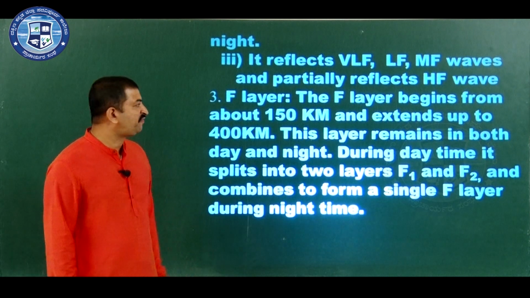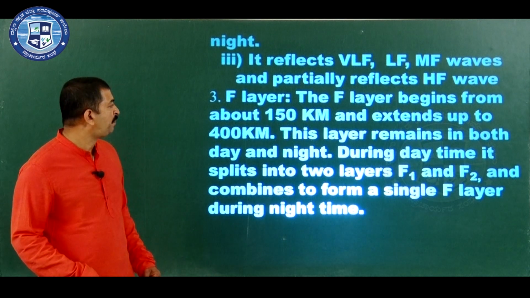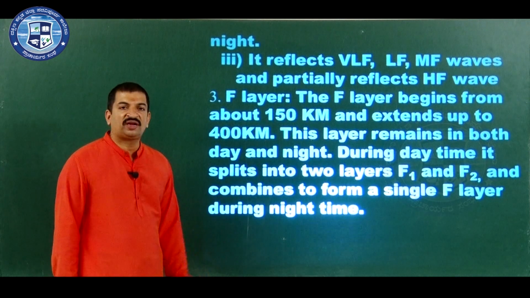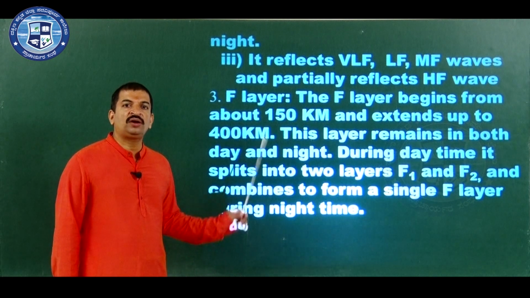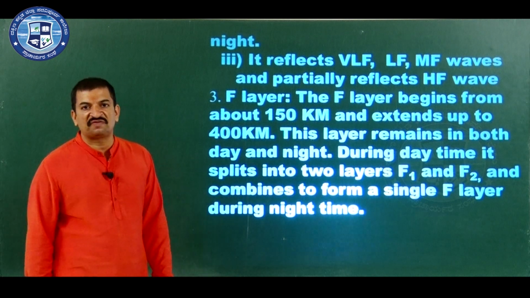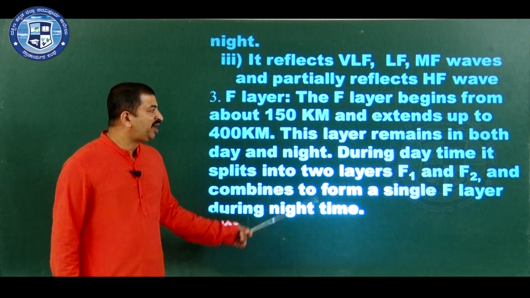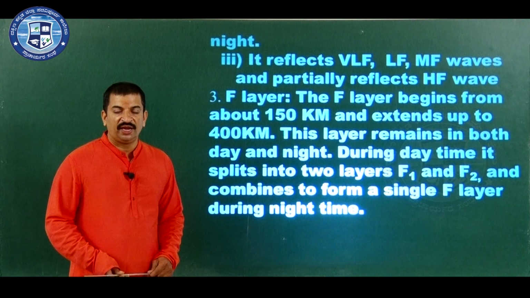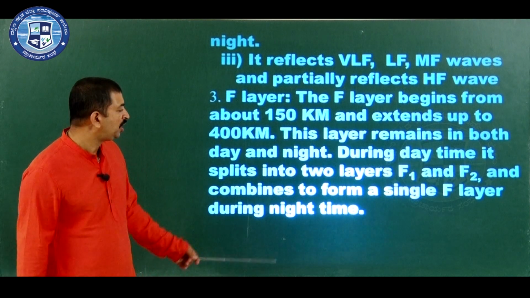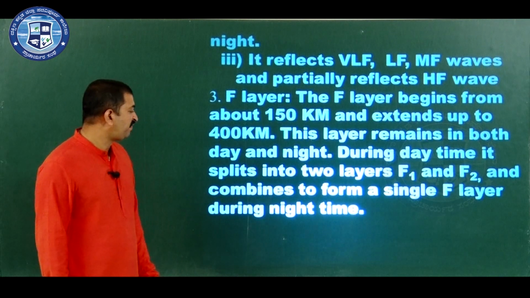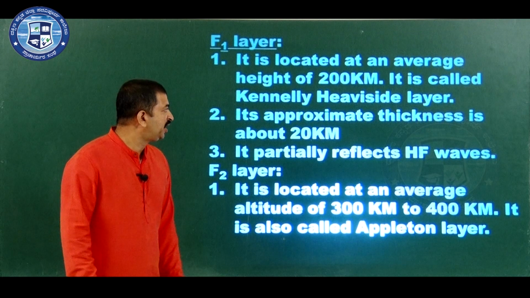The next is the F layer. The F layer begins from approximately 150 kilometers from the surface of the earth and extends up to 400 kilometers from the surface of the earth. Now, the F layer exists at night. In daytime, the F layer splits into two layers which are called the F1 layer and the F2 layer. Consider the F1 layer.